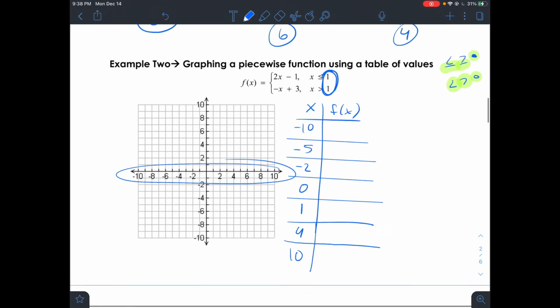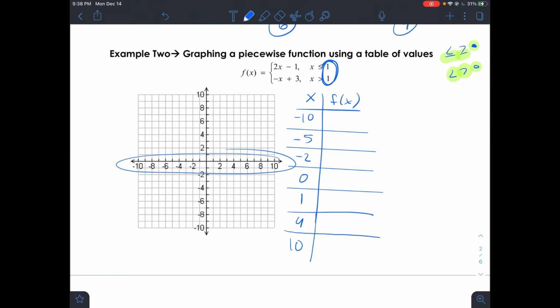All right, so we got a lot of work to do. We got to plug all these values in to get our y values. So if we want to plug in -10, we have to decide which part of the function we're going to use. So if we look, -10 is going to be less than or equal to -1, right? So that tells us we're going to use the first function there, and we have 2 times -10 minus 1, which is going to give us -20 minus 1, which is -21. All right, so that's actually going to be off the chart, not going to be super helpful for us.